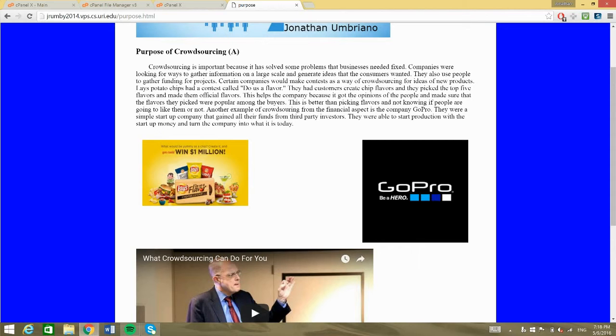Certain companies would make contests as a way of crowdsourcing for ideas of new products. Lay's potato chips had a contest called Do Us a Flavor. They had customers create chip flavors, and they picked the top 5 flavors and made them official flavors. This helped the company because it got the opinions of the people and made sure that the flavors they picked were popular among the buyers. This is better than picking flavors and not knowing if the people are going to like them or not.